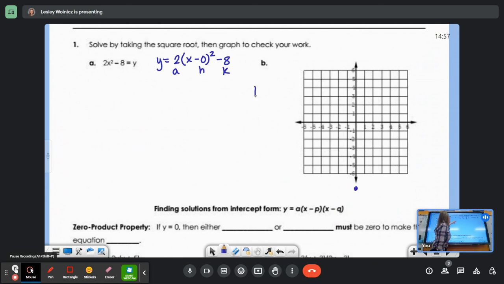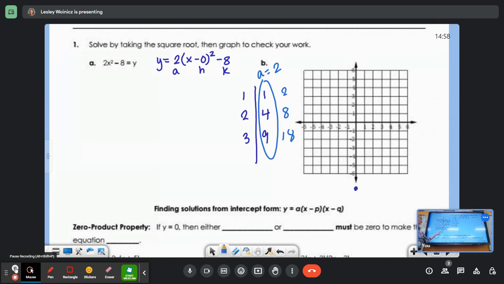Then I'm going to use my pattern to find some more points. It goes 1, 1, 2 squared is 4, 3 squared is 9. But what do I have to do to those points? Multiplying by 2, my a value. So that turns into 2, 8, and 18. From my vertex, right or left 1, up 2. Start at the vertex again, right or left 2, go up 8, where we hit the x-axis. And then my other points are going to be way up here.